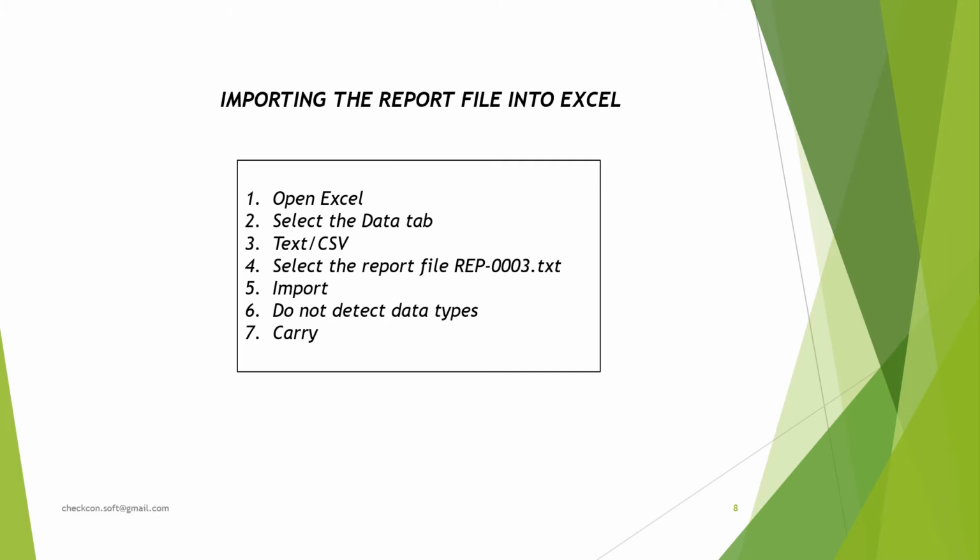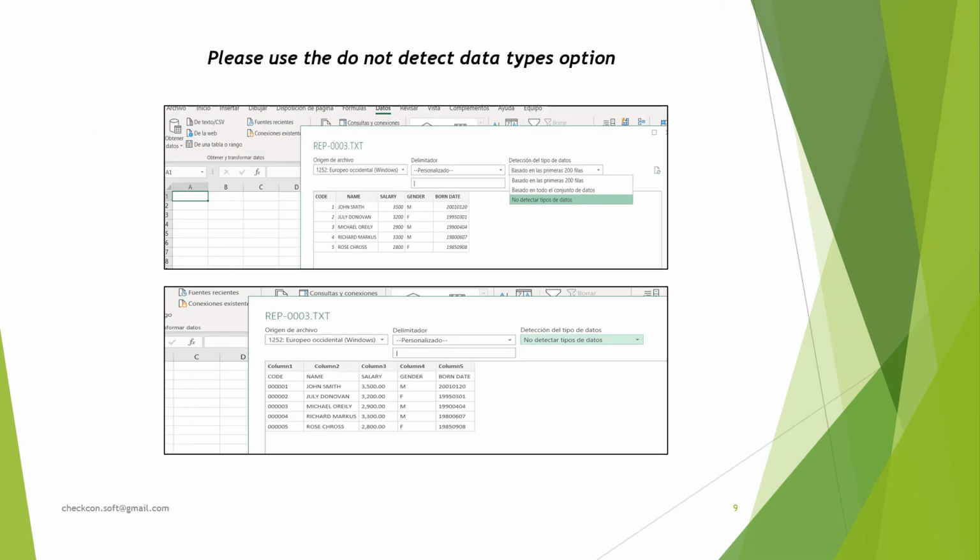Importing the report file into Excel. Open Excel. Select the Data tab. Text/CSV. Select the report file rep0003.txt. Import. Do not detect data types. Carry on. Please use the Do Not Detect Data Types option.